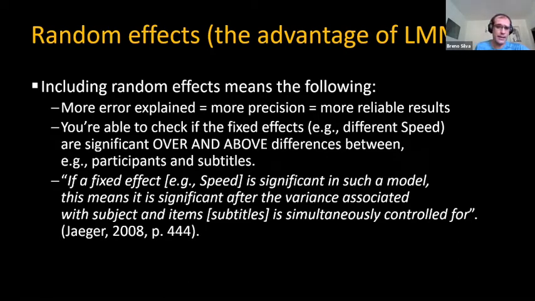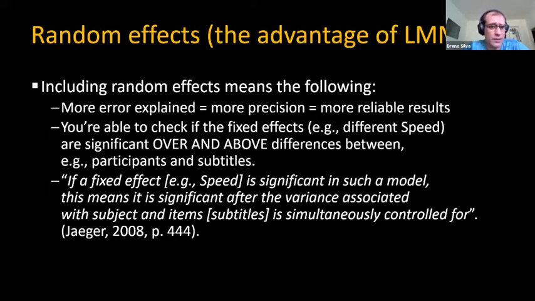Okay, and then Jaeger in 2008, that's a quote from him: if a fixed effect, for example, in our case, speed, is significant in such a model, this means it is significant after the variance associated with subject and items, in our case subtitles, is simultaneously controlled for. Okay, so in other words, you have more control over your data.